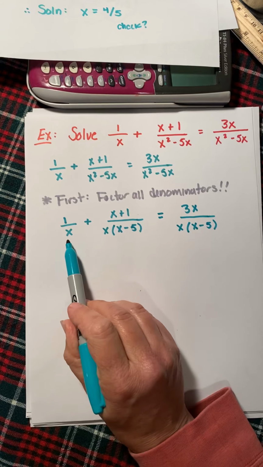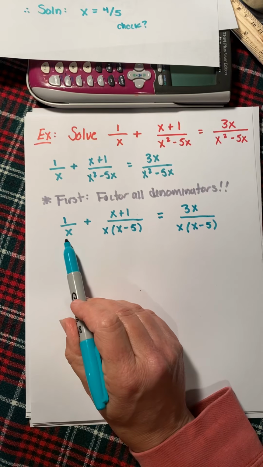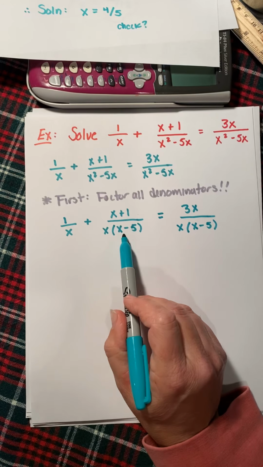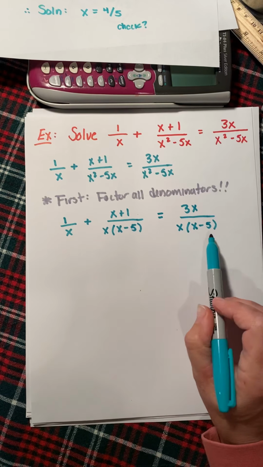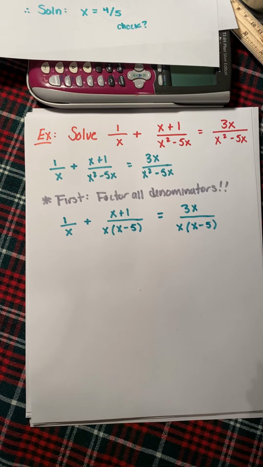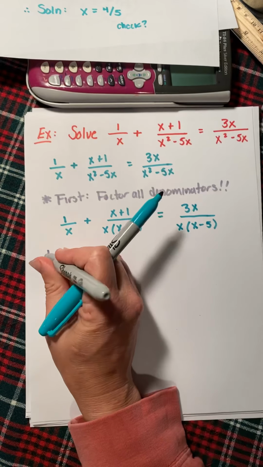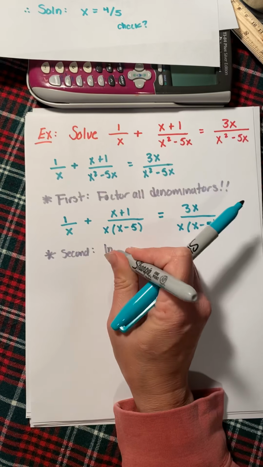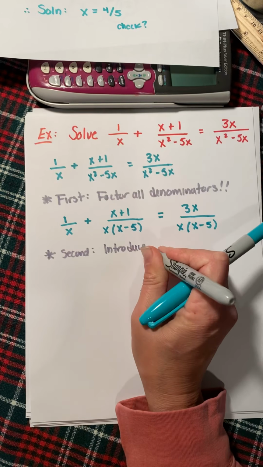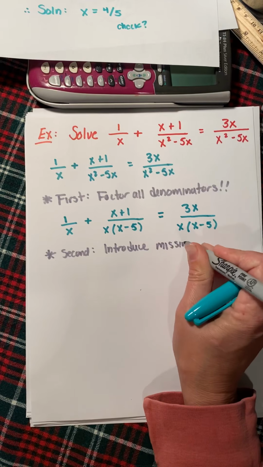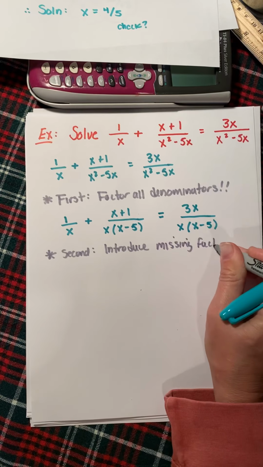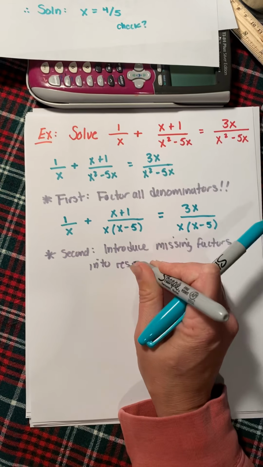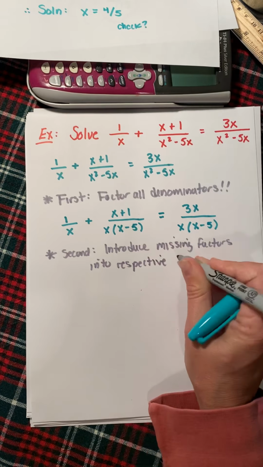So notice the only factor is x and 1, obviously. And the middle denominator has both x and x minus 5. The right denominator has x and x minus 5. So next, we're going to introduce missing factors into respective denominators.